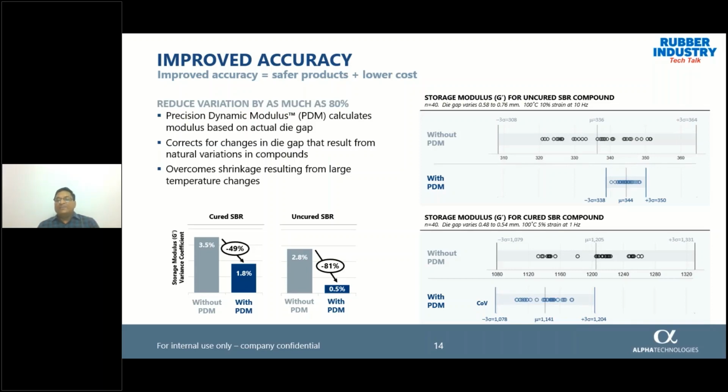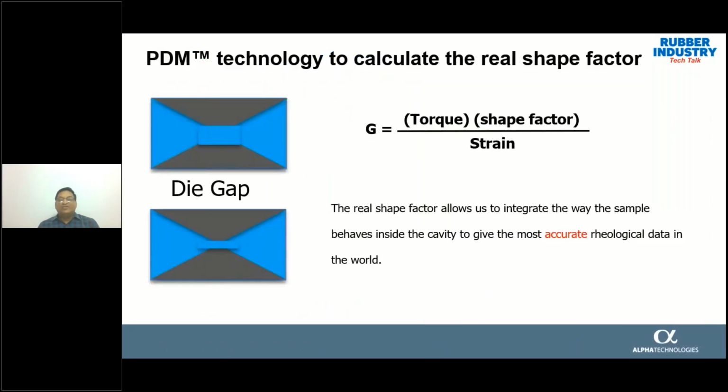You can see the accuracy and the precision of the data is improved with the help of precision dynamic modulus technology. In the precision dynamic modulus technology, we are using the actual shape factor at the test temperature. So we are giving the most accurate rheological data in the world for the modulus values.